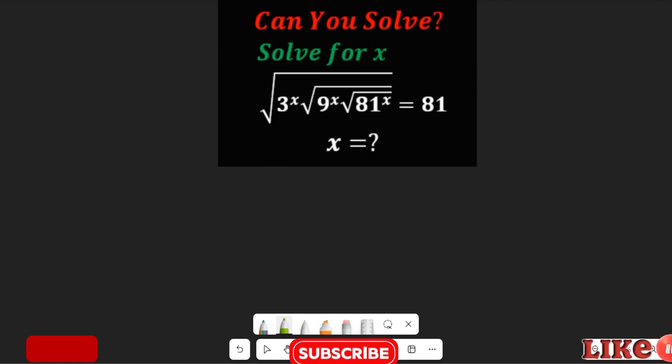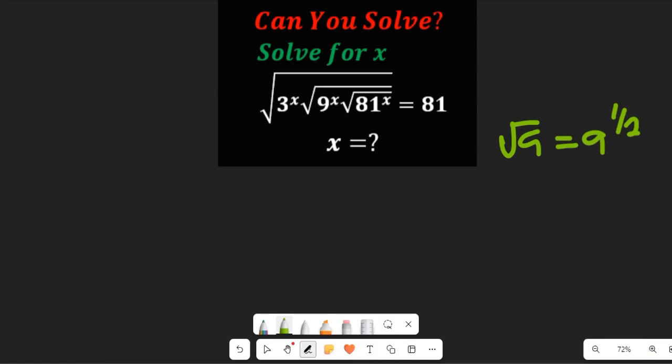Now I want you to recall from the law of indices that the square root of a can be equal to a to the power of 1 divided by 2, right? Great. Now, we are going to apply that to this expression. 3 to the power of x has just one square root, so we're going to assign it one exponent of 1 divided by 2. And that will be 3 to the power of x, all to the power of 1 divided by 2.